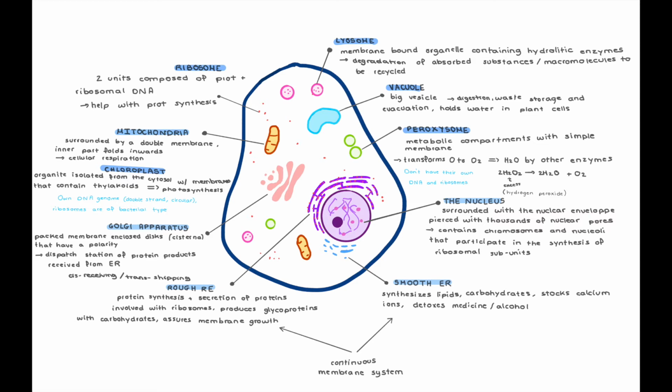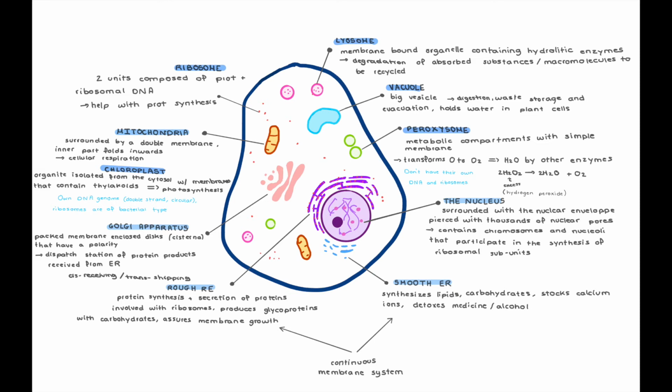The rough endoplasmic reticulum, which is in direct contact with the nucleus, helps with protein synthesis and secretion of proteins involved with ribosomes. It also produces glycoproteins with carbohydrates and assures membrane growth. So these two, the smooth and the rough endoplasmic reticulum, are a continuous membrane system.